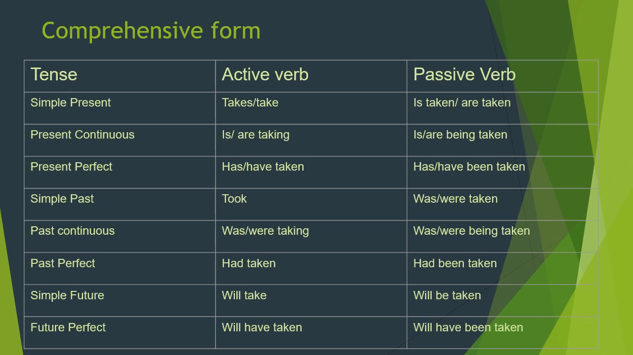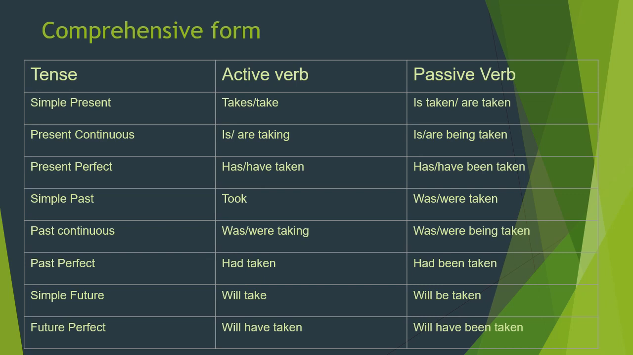Now, present perfect. The active verb is has or have taken. If it is singular, has; plural means have. Same in the case of the passive verb, singular means has, plural means have, but with the to be form, that is has or have plus been plus the past participle, and the past participle of take is taken. So the passive verb will become has or have been taken.